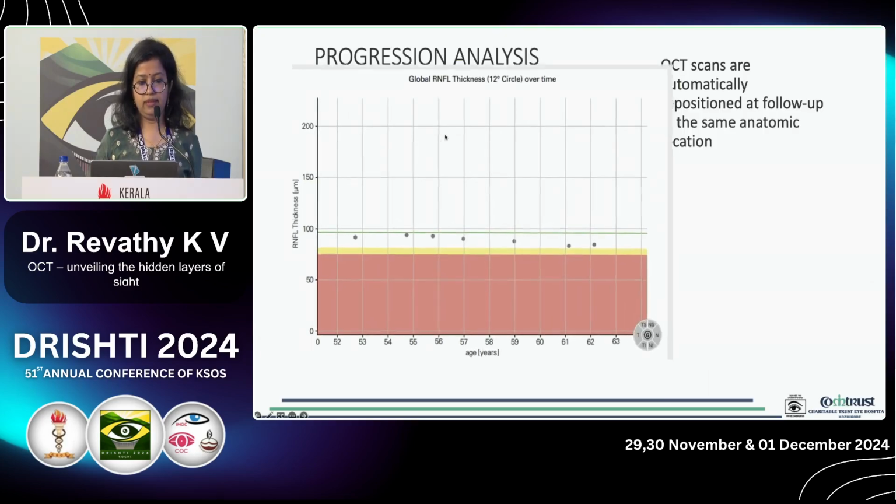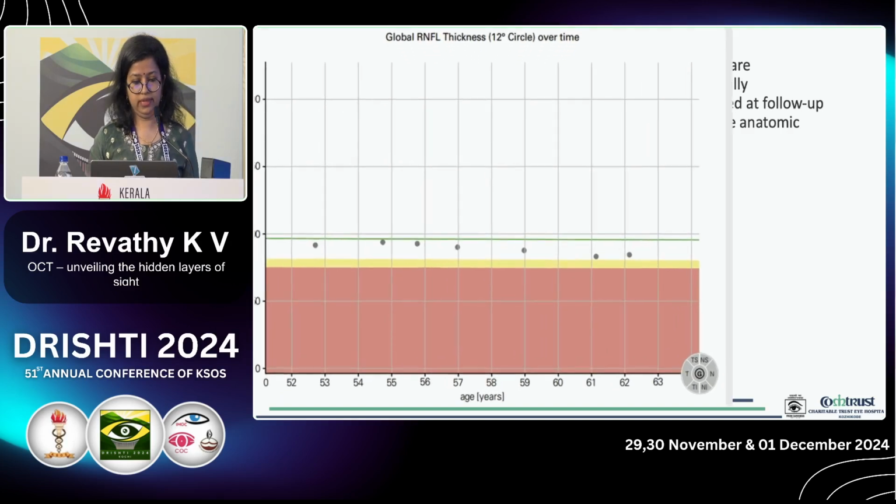We can also assess the progression analysis with OCT. Here you can see the global thinning which progresses over the years.